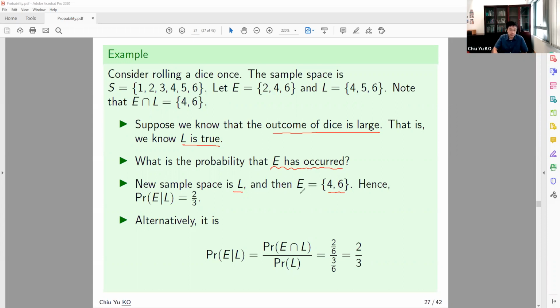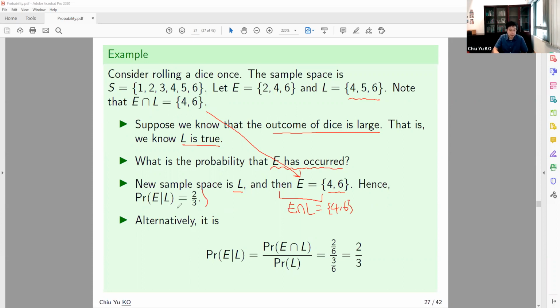So actually, what is relevant in E is 4 and 6. To be technical, you want to say E intersect L, which is the same thing, because you know this is happening. So L is the new sample space, and we only have 3 numbers, and 2 of them are in E. Each number is equally likely, so it's 2 over 3, 2/3, okay?